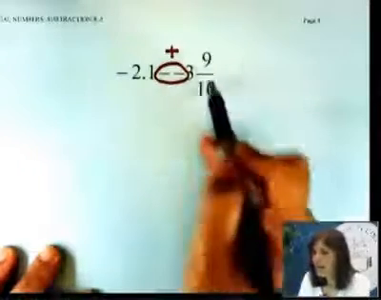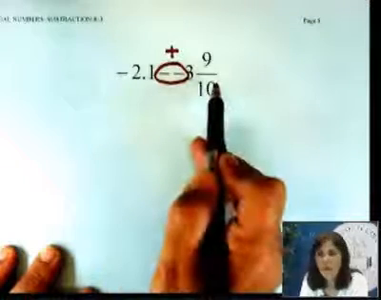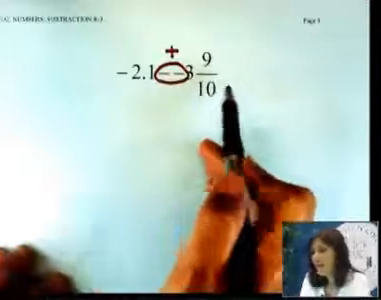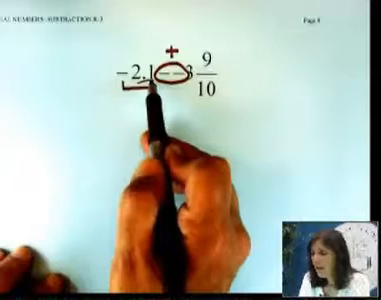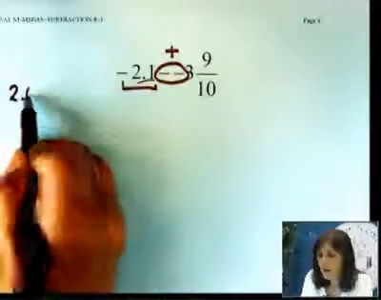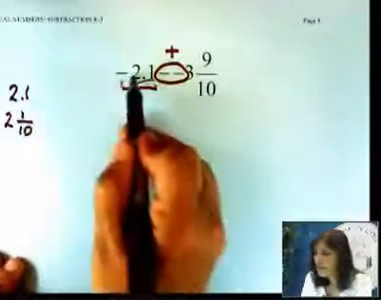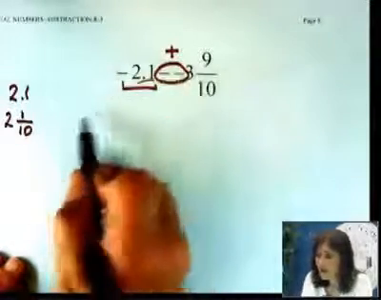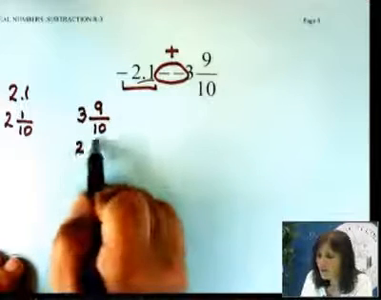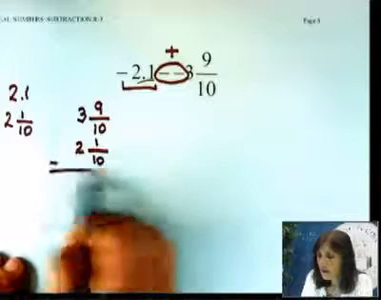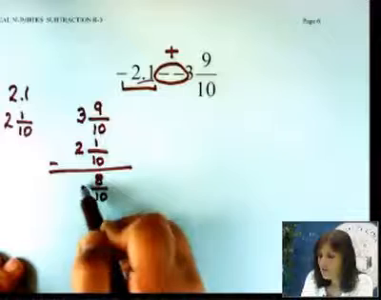Now, what about 3 and 9/10? You can either make them both a mixed number or make them both a decimal. It doesn't matter. So I'm going to make them both mixed numbers. 2.1 means 2 and 1/10. So I'm supposed to take the difference of 2 and 1/10 and 3 and 9/10. So let's subtract to take the difference. 9 minus 1, that's 8. 3 minus 2, that's 1.